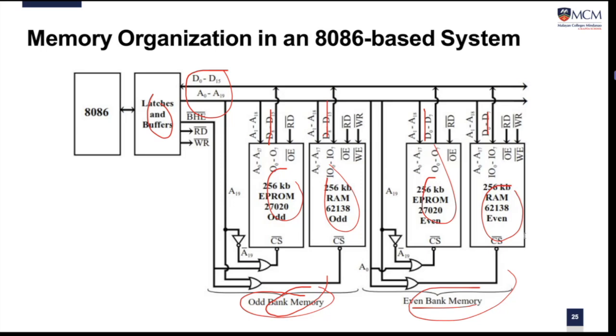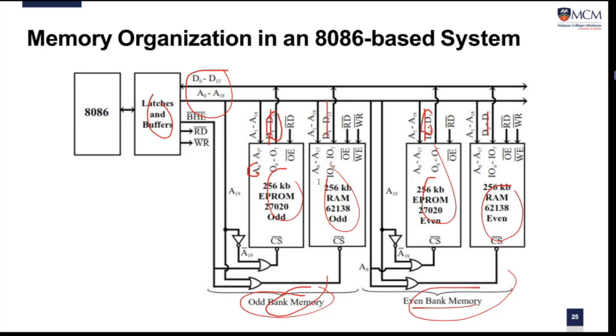So even addresses, A0 equals 0. For even addresses, even bank memory will be activated. If that's the case, the data will be transferred via D0 to D7. However, if A0 equals 1, odd bank memory will be activated. So if A0 is 1, this one will be activated. The data will now be transferred on D8 to D15. Okay, so that is the data bus in memory organization.